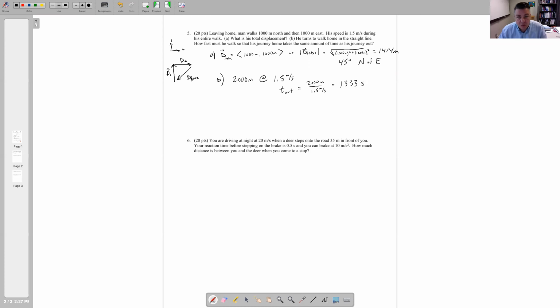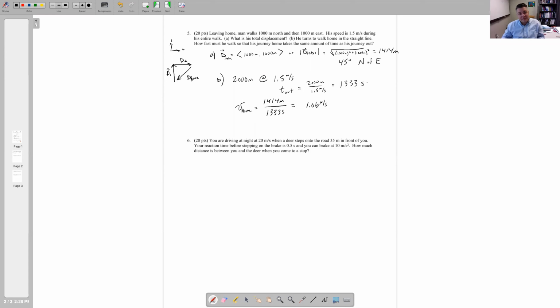In order to take the same amount of time to get home, he has to walk this magnitude, which is 1,414 meters. So his speed home is going to be the distance he walks home, which is 1,414 meters, divided by the same amount of time it took for him to walk out, because that was the stipulation of the problem. And he needs to walk 1.06 meters per second.